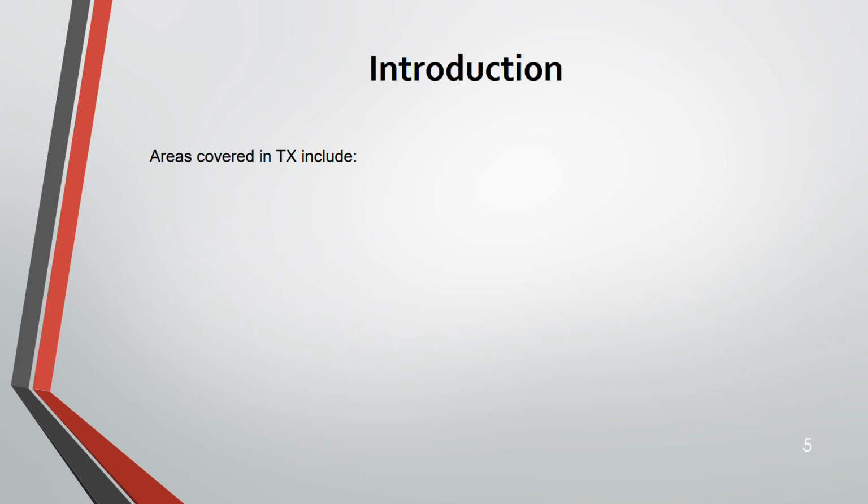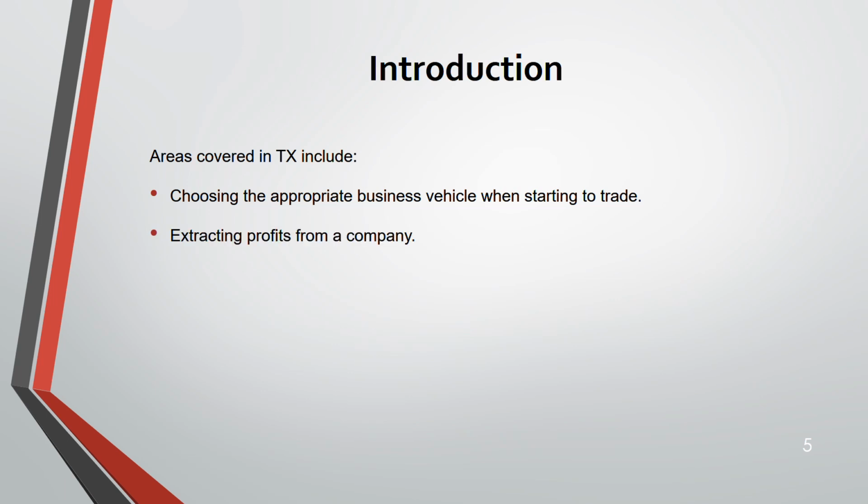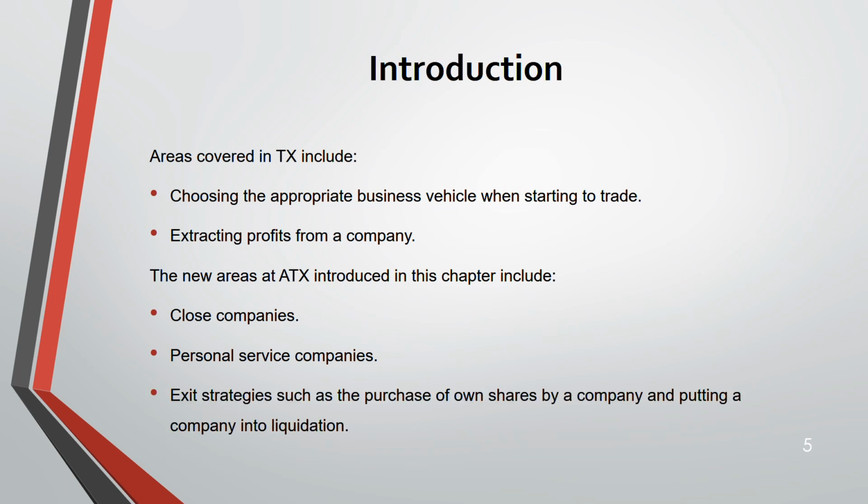So, areas covered in tax that you have covered before: choosing the appropriate business when you are starting to trade, whether you go by sole trader, a company or a partnership, and how you extract profits from a company. The new areas at ATX are closed companies, personal service companies, and exit strategies, such as purchasing your own shares and putting the company into liquidation. These are new in ATX.